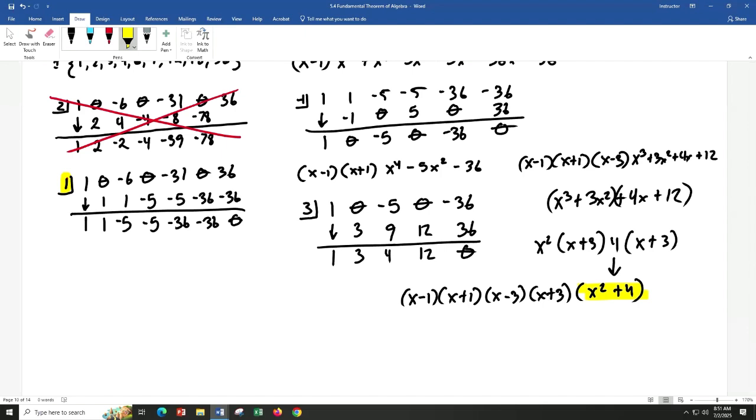Now, let's be honest. How many real zeros do you have? 4. How many times is this going to go across the x-axis? 4. It's going to go here, here, here, and here. How do you know that? Just knowing it by what you learned. Change its signs? Nope. Look at the power. Odd powers go across the x-axis.